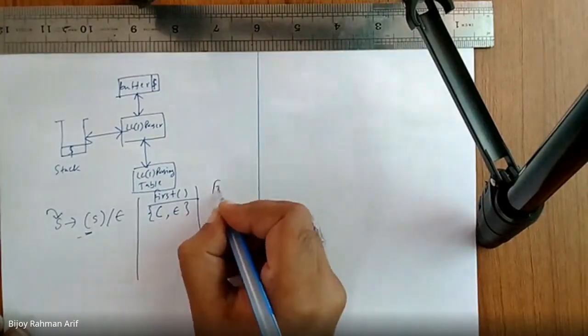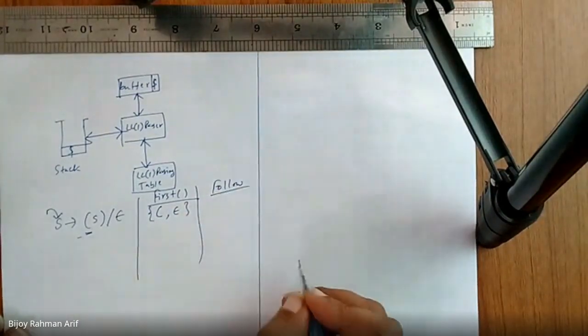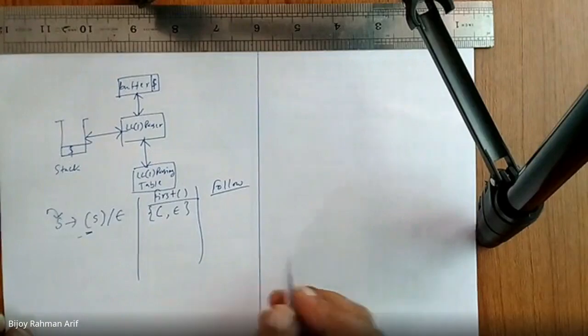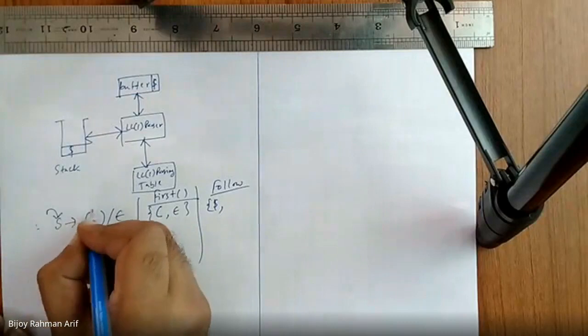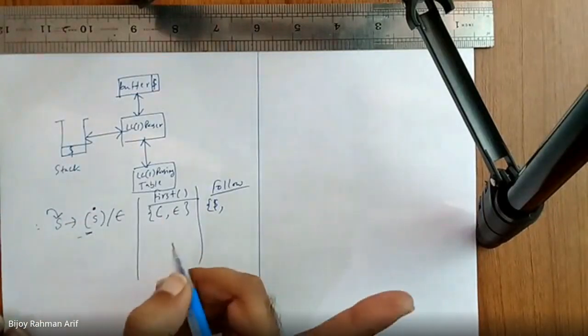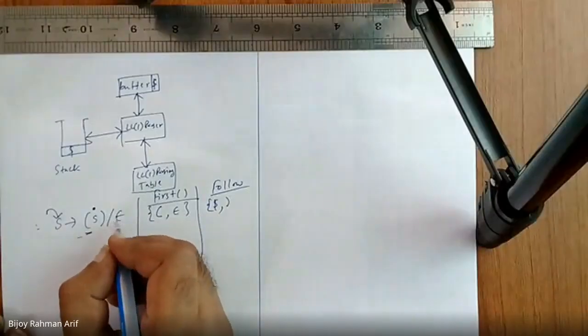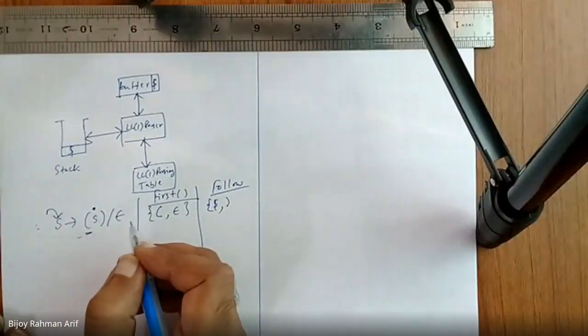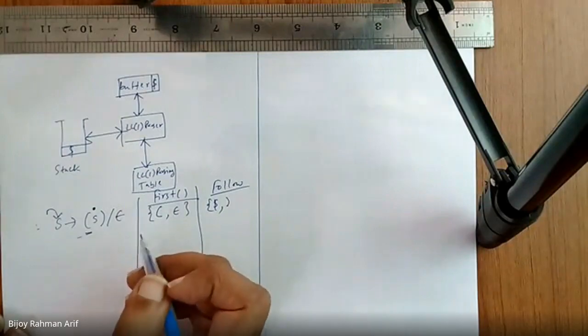Done. What would be the follow of S? It is the start symbol, so using the rule, dollar is in the follow. And S appears here on the right-hand side, so what would be the follow? Close parenthesis, and anything else? No, sir. Okay.